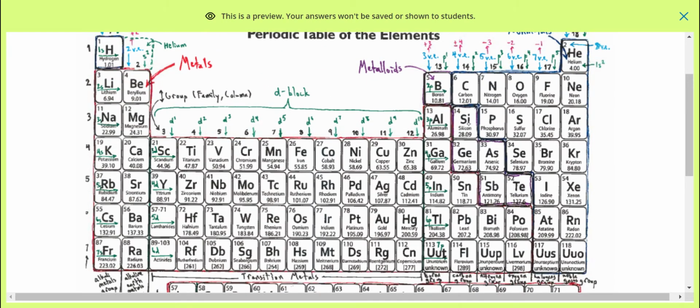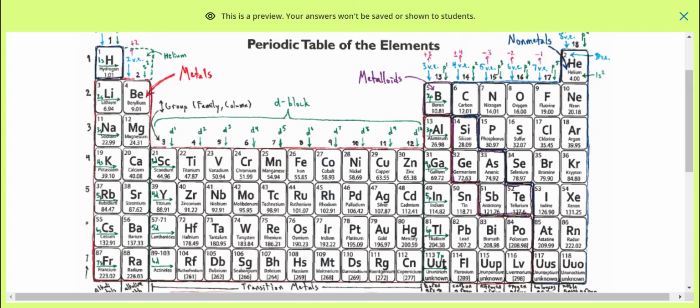Okay. And then our nonmetals are over on the right side here. So carbon, nitrogen, phosphorus, sulfur, selenium, bromine, iodine, and everything down from there, and everything to the right of that are going to be nonmetals. So along the top, helium is a nonmetal, and along the right side with all your neon and argon and krypton, those are going to be nonmetals as well.